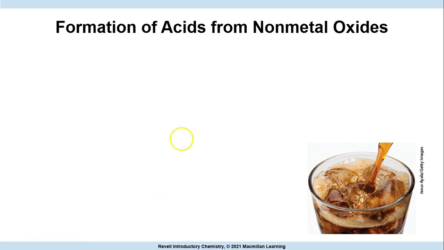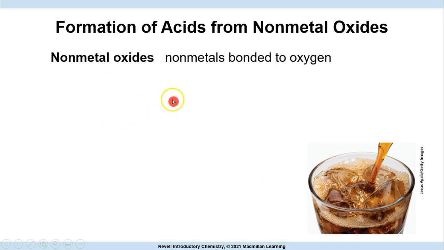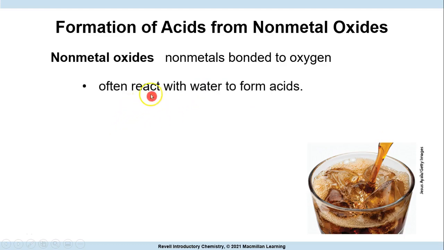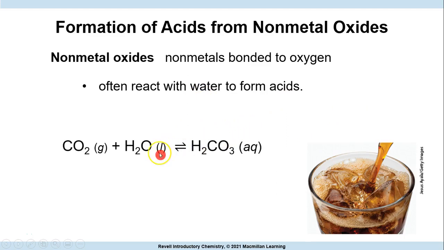So let's look at the third type of reaction, which is the formation of acids from non-metal oxides. Non-metal oxides are compounds that contain non-metals bonded to oxygen. An example is carbon dioxide. Non-metal oxides often react with water to form acids. If we take carbon dioxide and react it with water, that gives us carbonic acid.